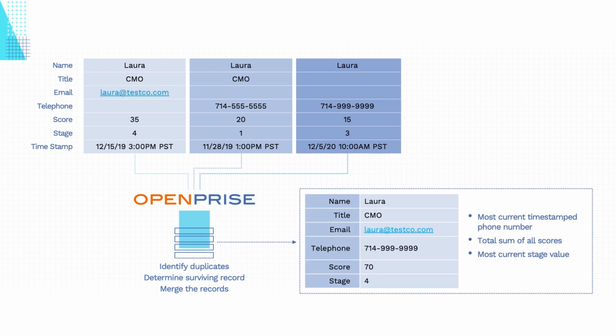The surviving record now contains name, title, email, and phone, with a total score and current stage value calculated according to your logic. What you've seen here is just one example of deduplication in action. There are no limits to the objects you can dedupe in the Openprise data orchestration platform.